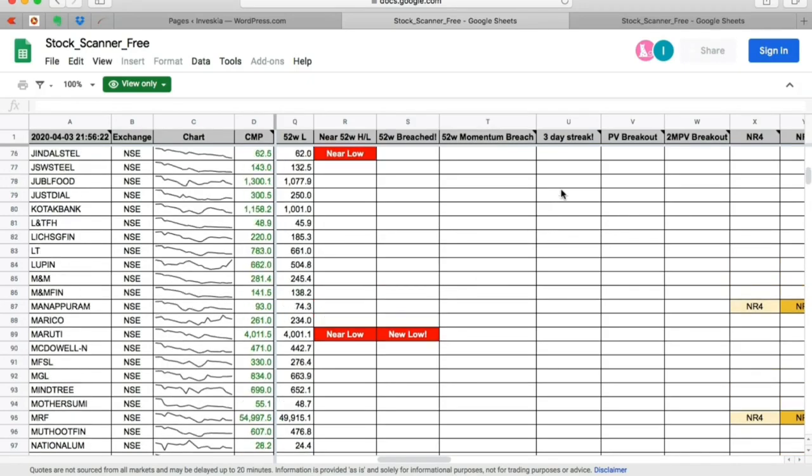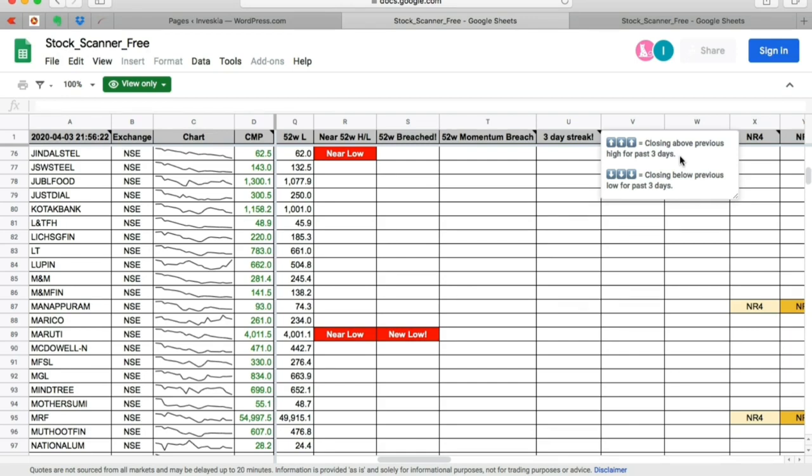Now the another indicator is 3-day streak. It's a very interesting indicator. Sometimes you find continuous 3 red bars or 3 green bars in a stock. So you can get the indicator over here if some stock falls in that category, as it reads closing above previous high for past 3 days. The criteria is each day the stock has to close above its previous high.